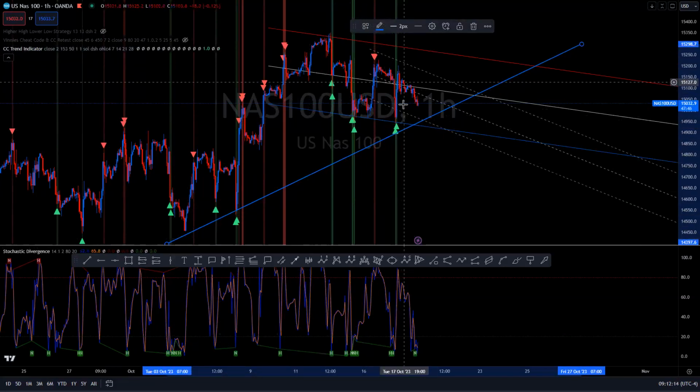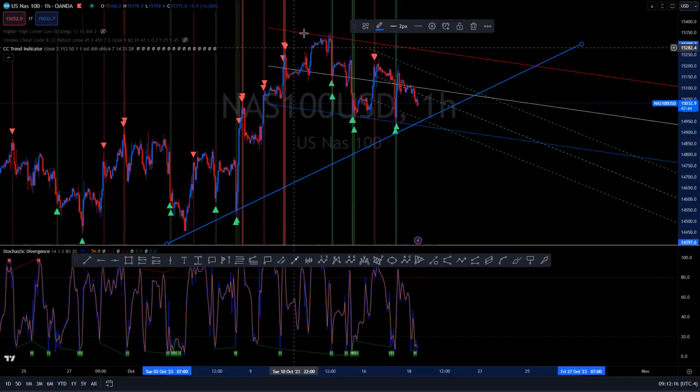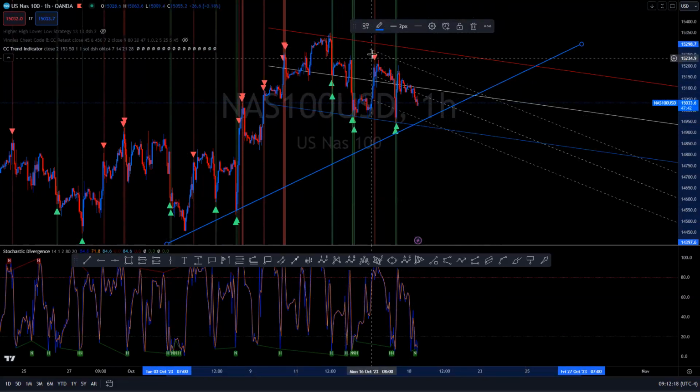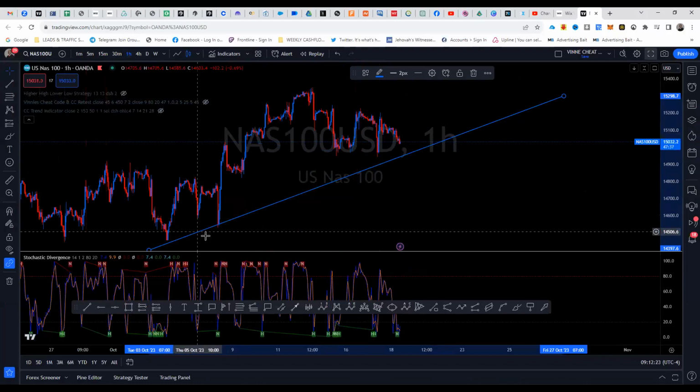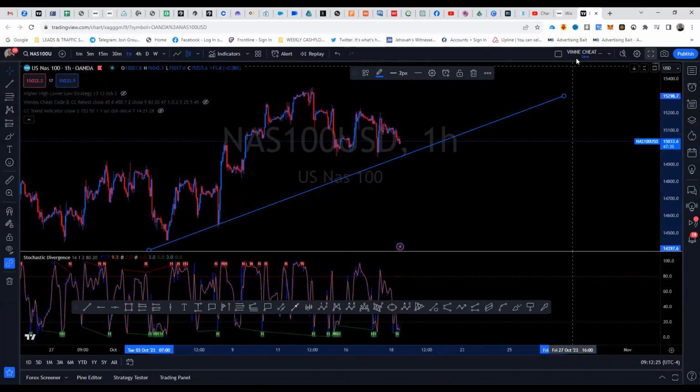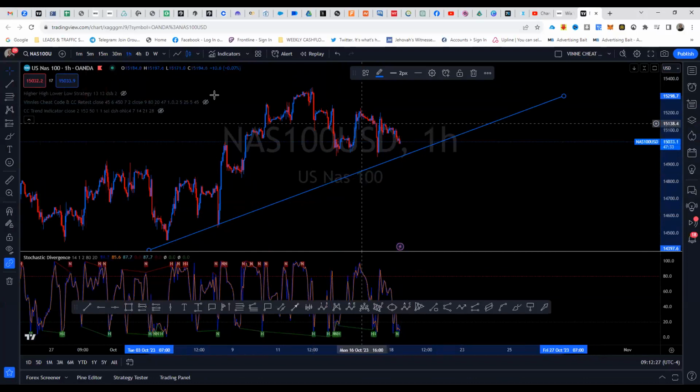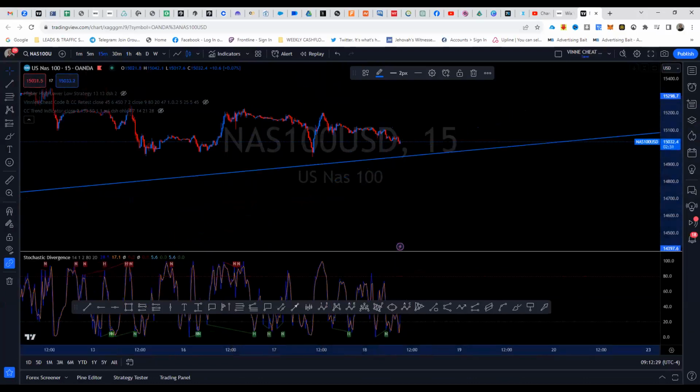But then of course, when we look at the current trend, it's letting us know that price is starting to trend downward. So that's fine. So overall, price is overall bullish. But currently it's going bearish, and that's what it looks like. So let's move on to the 15 minute.